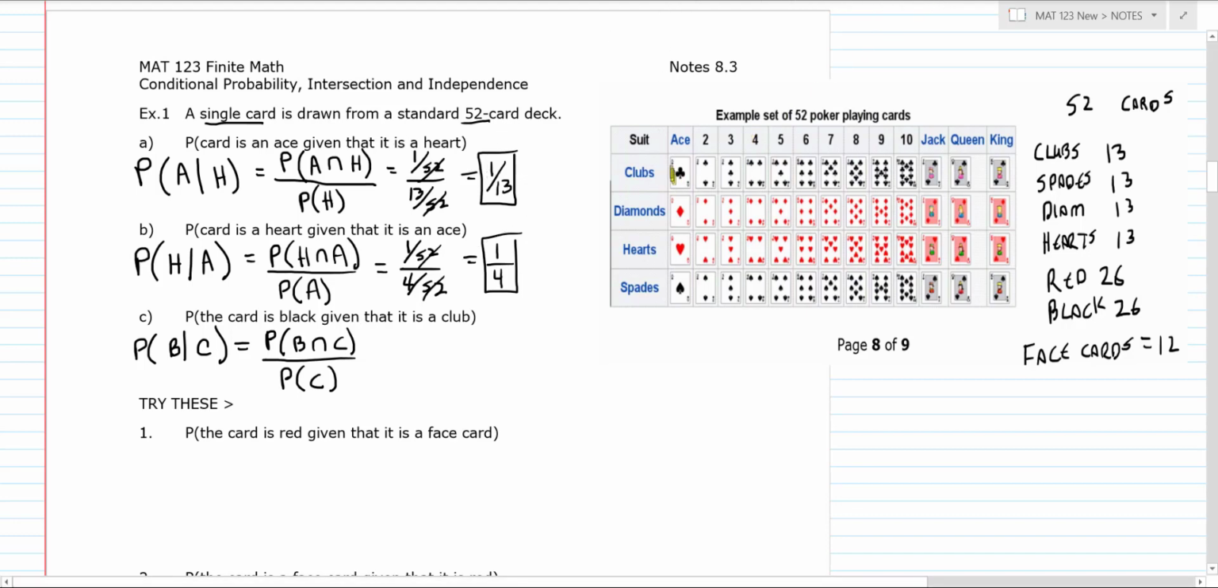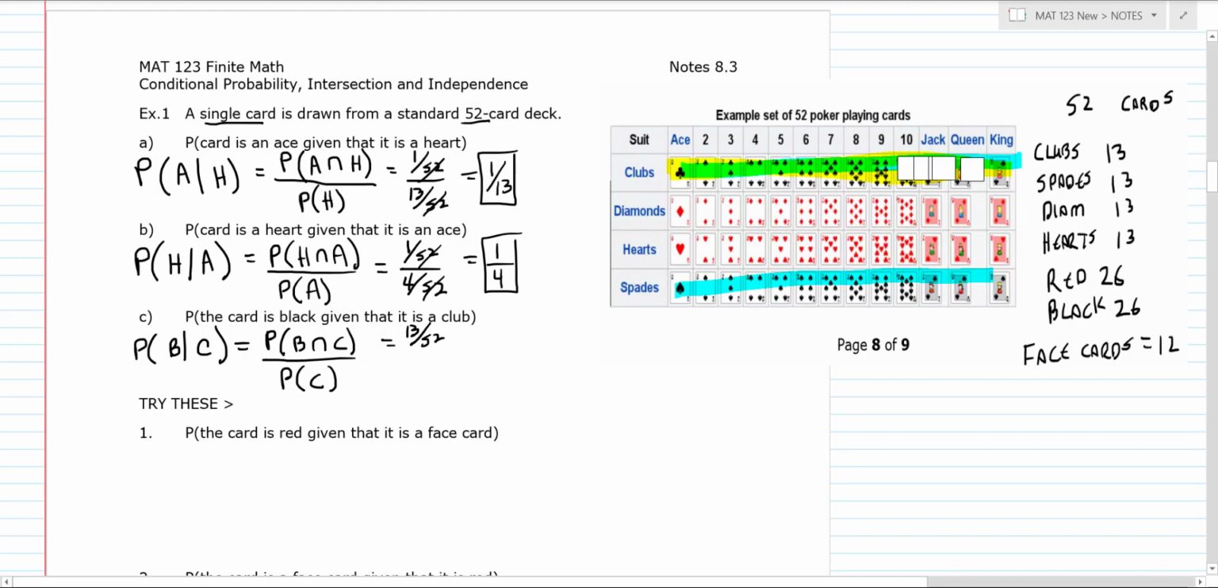All right, so it's basically like this. Those are your clubs. The black cards are that row and that row. So where did they intersect? They intersected here. So there's 13 cards in a deck that are black and clubs at the same time. So that would be a 13 out of 52 probability.